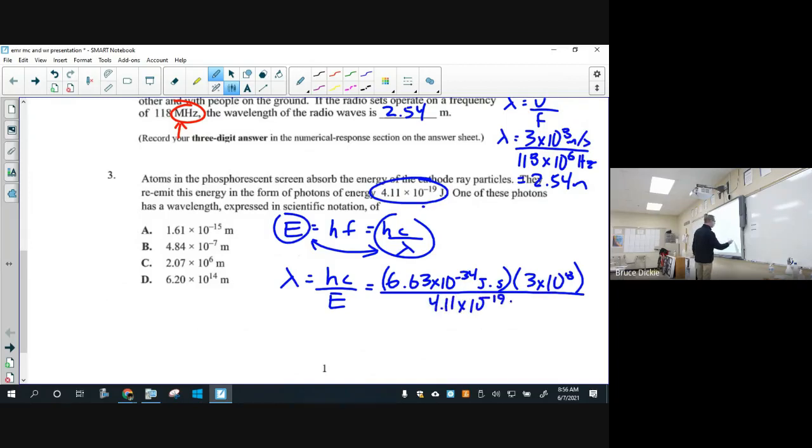You could have used electron volts here, right? You could have used 4.14, but if you did that, you would have had to convert the energy from joules to electron volts. And again, I'm not sure why you'd want to do that in this case. That gives us an answer of 4.84 times 10 to the negative 7 meters. So that means the answer, of course, is B for that one.